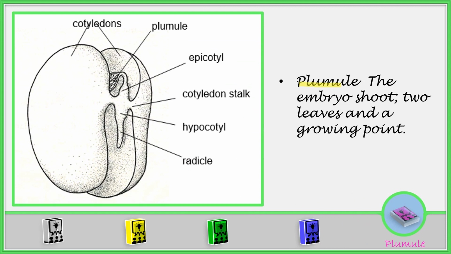We have the plumule. The plumule is the embryo shoot. It has 2 leaves and a growing point. That is the plumule. So the plumule is this part that we are seeing here. A plumule has 2 leaves and it has a growing point. So that one is what we call the plumule.